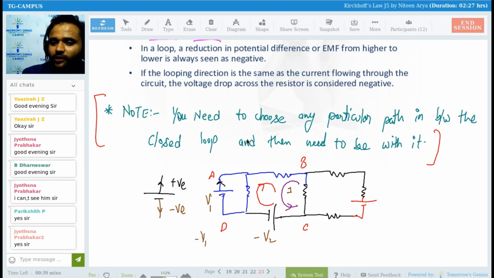Because that is important. Turn on your camera, everyone, means everyone. Is this clear? Everyone.